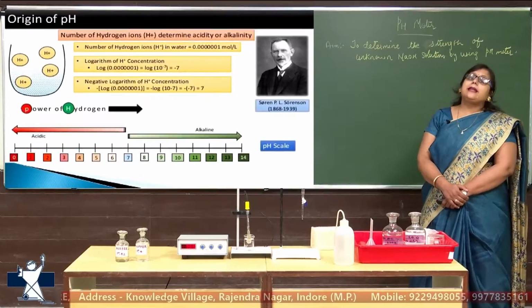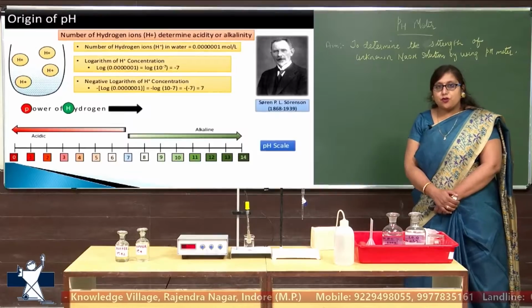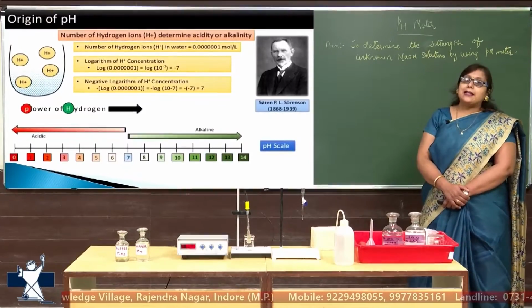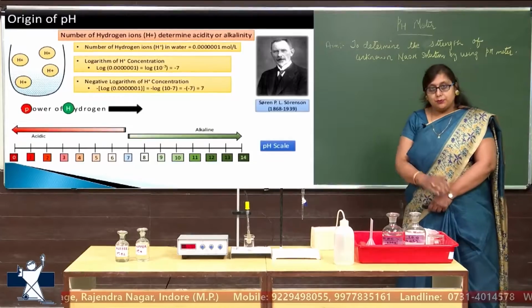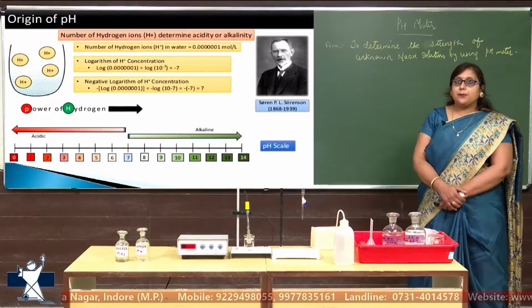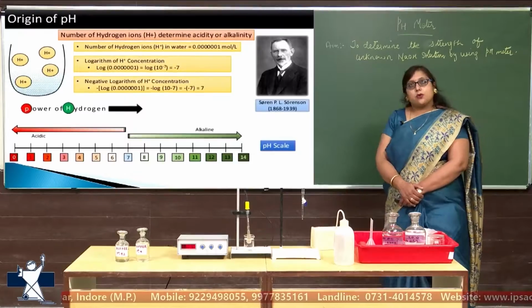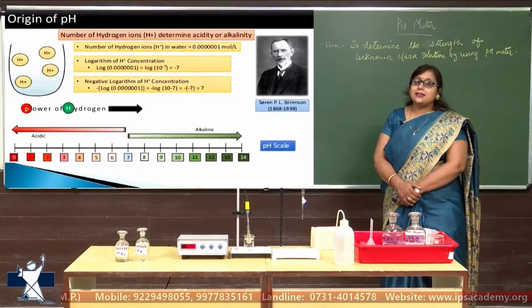But we cannot take a negative logarithm. So, the negative logarithm of the H+ concentration is equal to minus log 10 to the power minus 7. So, minus and minus become plus. So, the pH will be 7, and this equation was given by Søren P. L. Sørensen, 1868 to 1939.